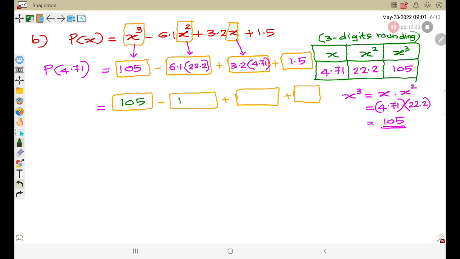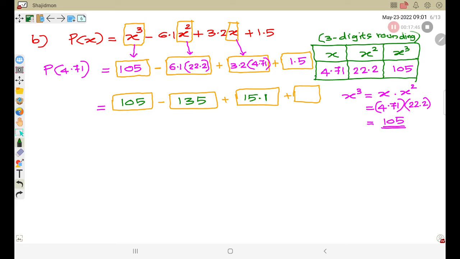So we can write 135, 3 digits. There is no rounding there because the next digit is 4. Plus now 3.2 multiplied by 4.71. Take the 3 digits rounding number again. From the calculator you will get 15.072. Correct? So when we round the number, you will get 15.1.